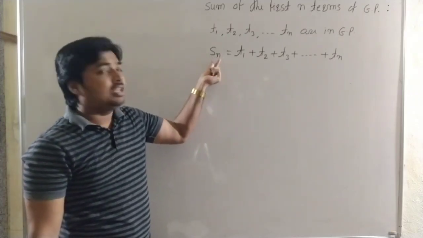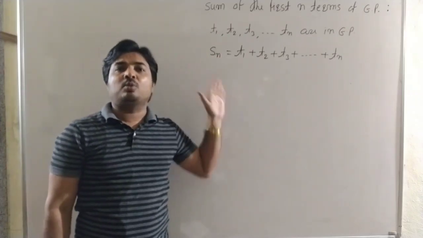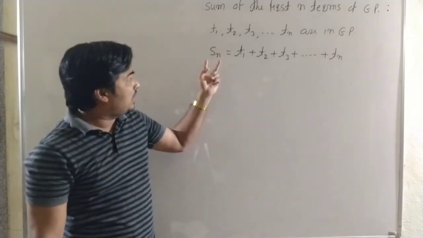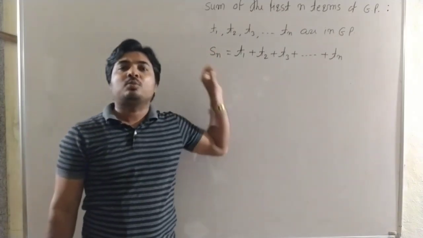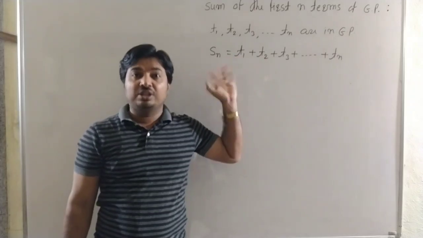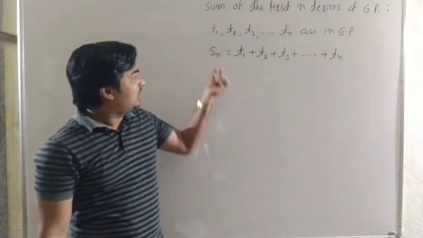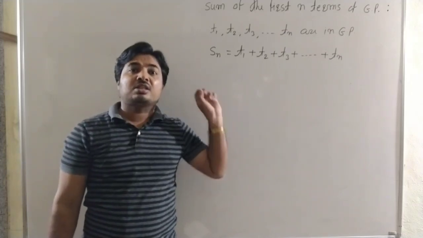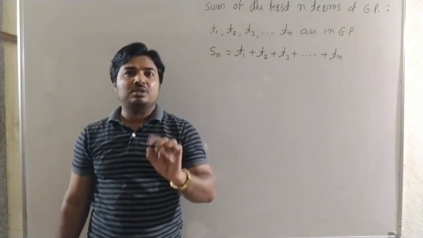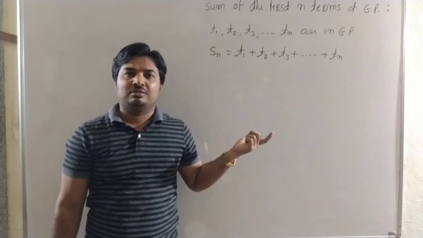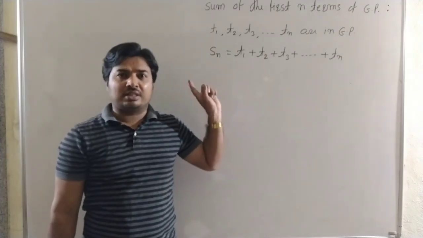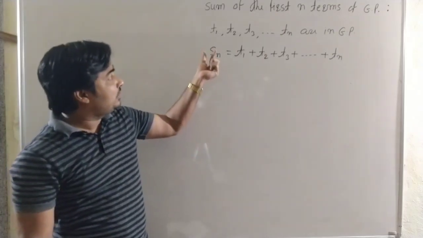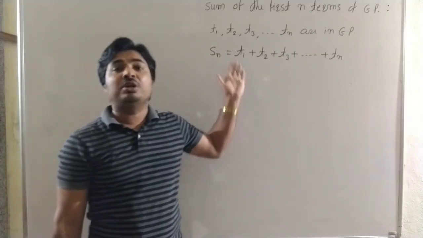When we write S10, that means the sum of the first 10 terms. When we write S7, it is the sum of the first 7 terms in a geometric progression. We have already discussed this in class 10, the sum of the first n terms in the arithmetic progression. Now we see the sum of the first n terms in a geometric progression.